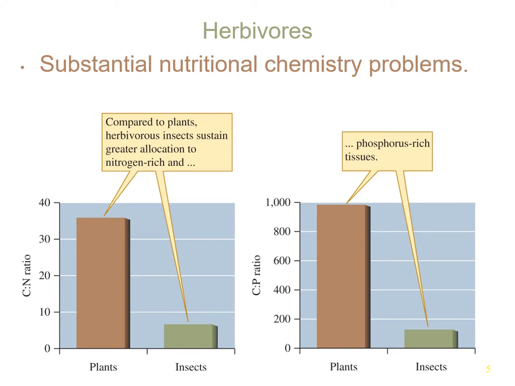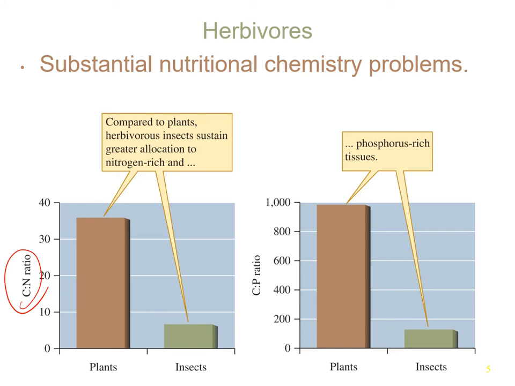Now, herbivores have a big chemistry problem because they are going to have to get the nutrients, especially the nitrogen and phosphorus that they need, out of the plants, and the plants don't have a lot of it. The image on the left is showing the ratio between the amount of carbon and the amount of nitrogen, so it's the carbon to nitrogen ratio. In the plants, there's a lot of carbon for a little bit of nitrogen. So there's much more carbon than nitrogen there.